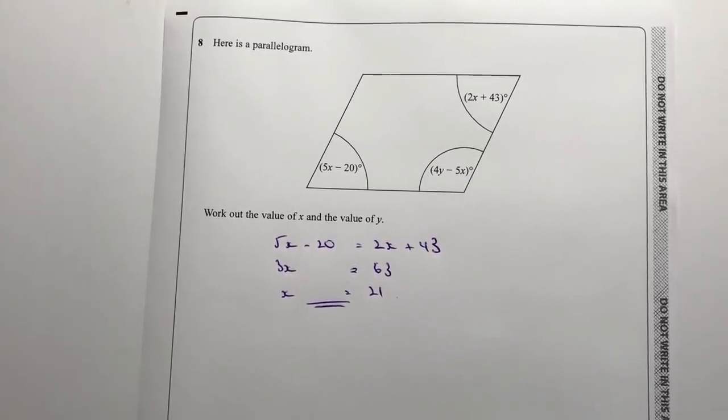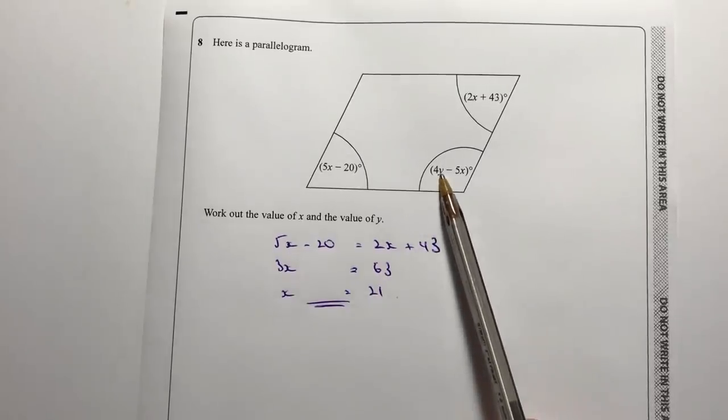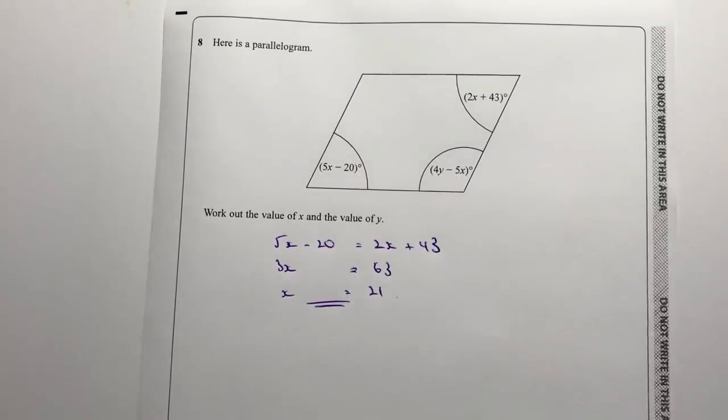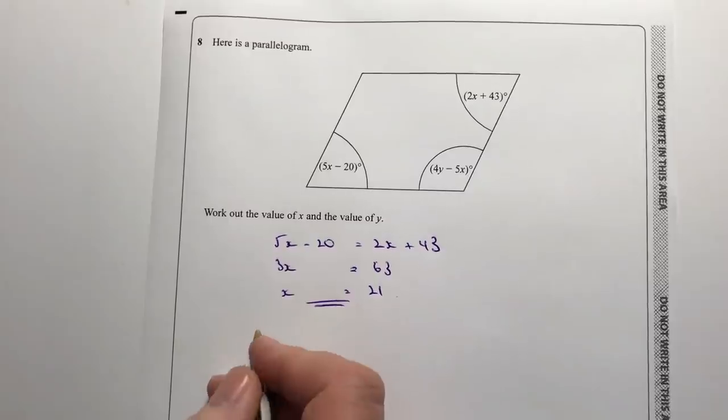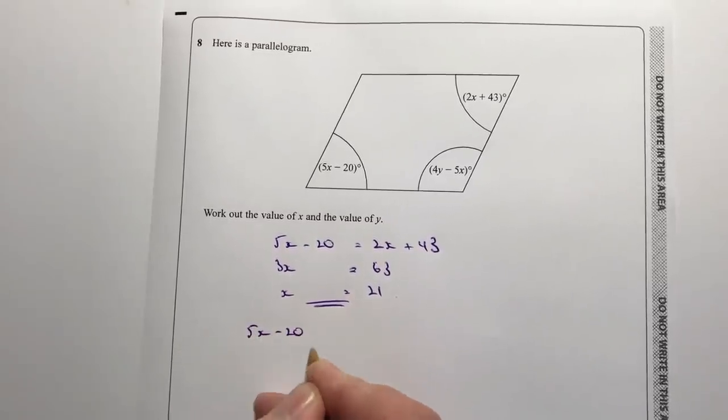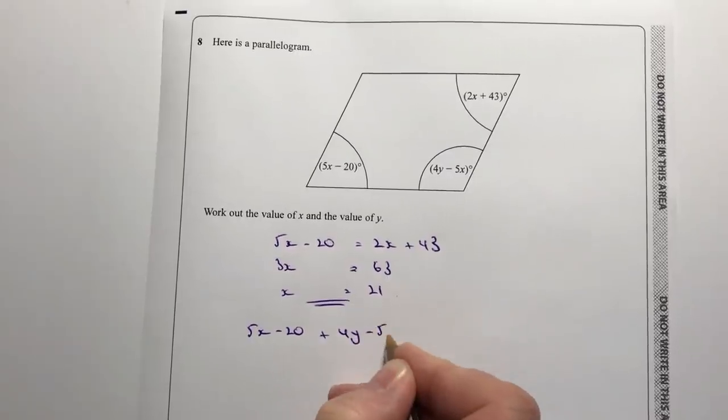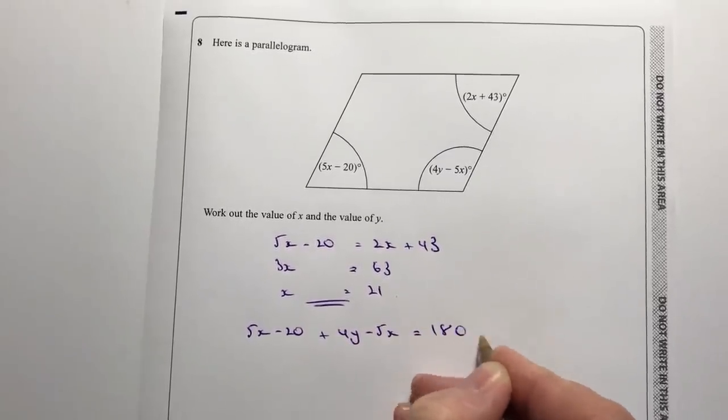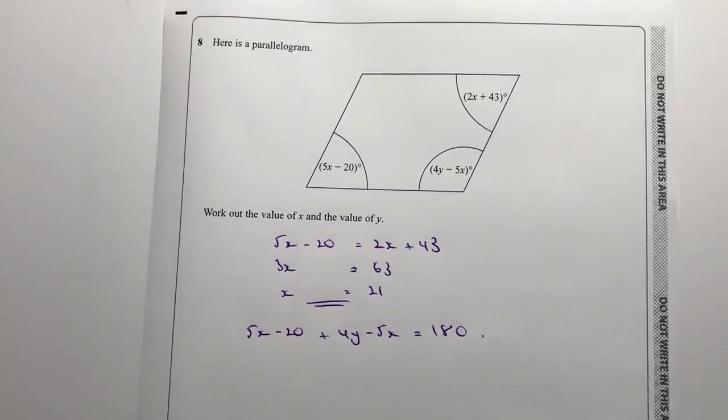All right, so the next little bit is this unknown here. Well, these two angles will add up in a parallelogram to 180 degrees. So I could say, if I wanted, that 5x minus 20 plus 4y minus 5x equals 180 degrees. Now, you could, if you wanted, just plug in the values of x. Okay, however, I have noticed that I can actually make this a little bit easier for myself because I've got 5x, a positive value of 5x, and a negative value of 5x. So actually, they've been very kind to us, and we can actually lose those.